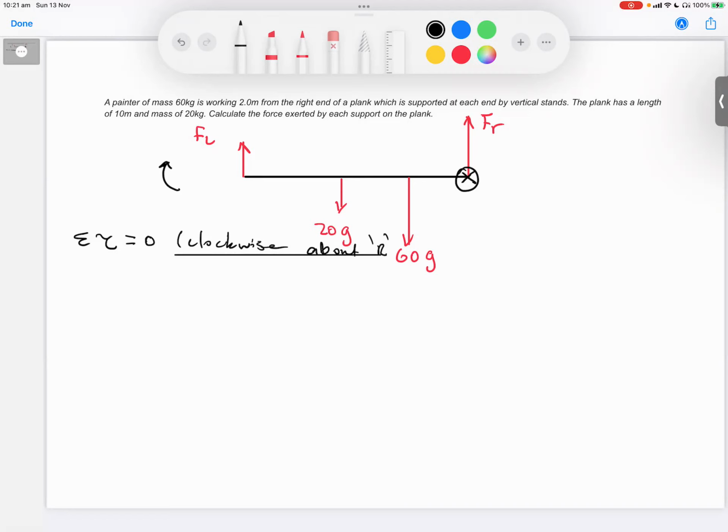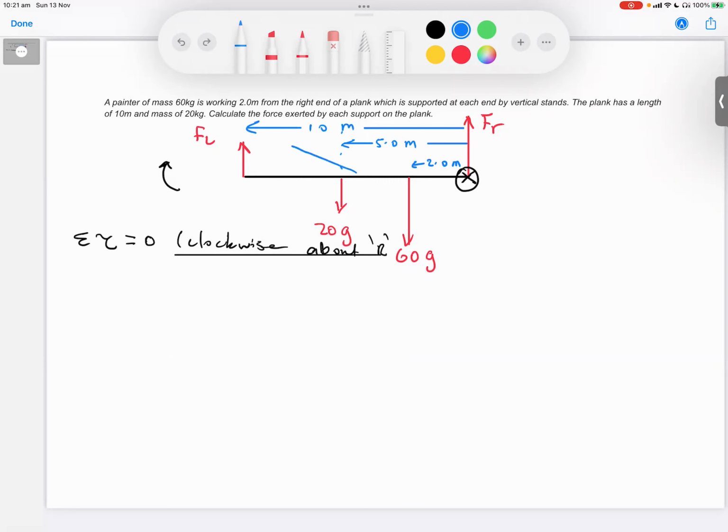So before we go any further, we've got to put in the distances. So the painter is 2 meters from this end. And the weight of the plank is 5 meters from the right end, because the plank is 10 meters overall. And the left pillar, of course, is the full length of the plank. And that goes there. So notice how I've just done them a little bit methodically.